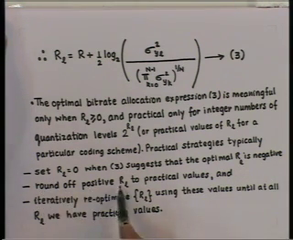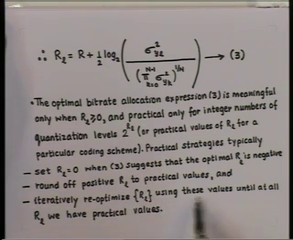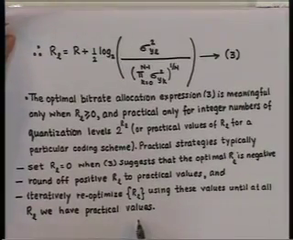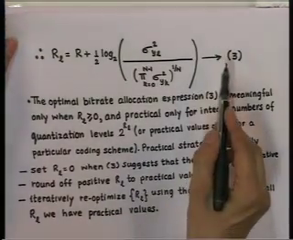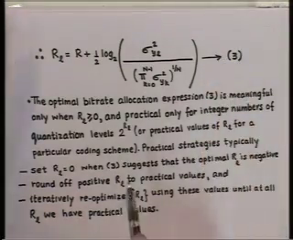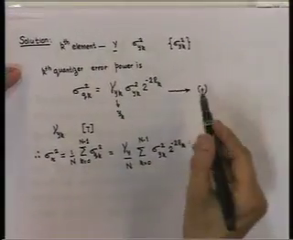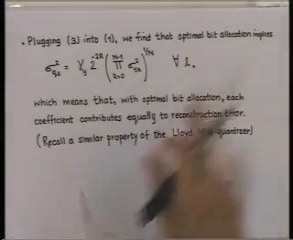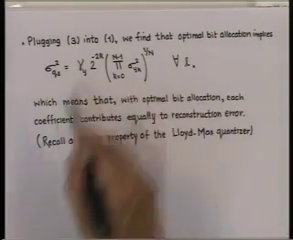Round off positive R L to practical values and iteratively re-optimize the set of R L using these values until at all R L we have practical values. Now, plugging equation 3 into equation 1, we find that the optimal bit allocation is given by.